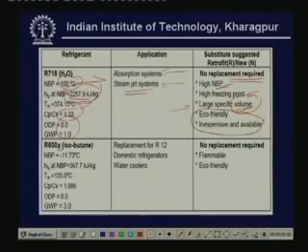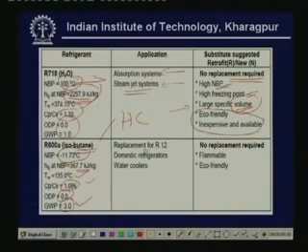Next is R600A. This is isobutane. This is a hydrocarbon. Its normal boiling point is minus 11.73 degrees centigrade. Its latent heat of vaporization is reasonably high. Its critical temperature is very high. Cp by Cv value is low. It is good. Its ODP is 0, so it is perfectly safe as far as ozone layer depletion is concerned. GWP is also very low.